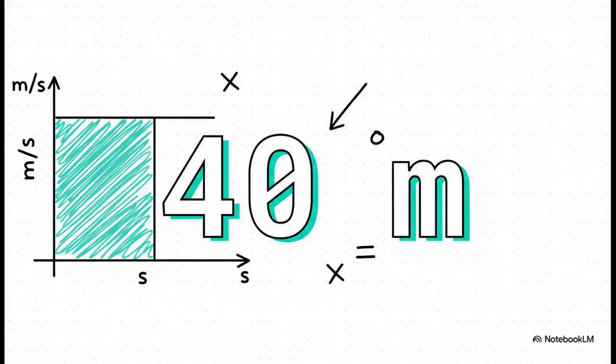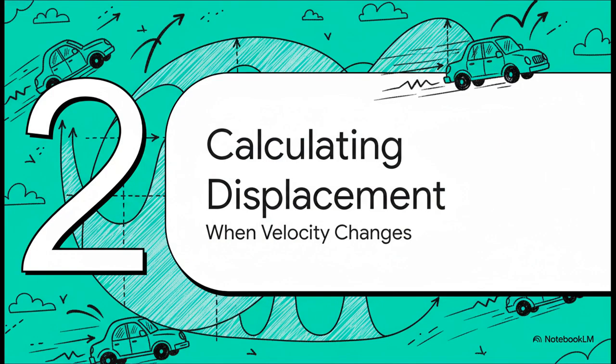How do you find the area of a rectangle? You multiply its height by its width. In our case, that's 10 meters per second times 4 seconds. The math works out to 40 meters. So the displacement, how far the car went, is literally the area of the shape under the line. That's the big secret.